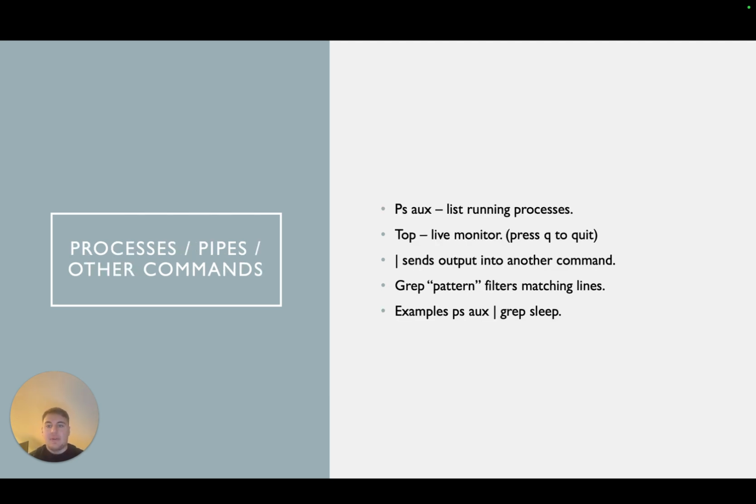And then I have processes, pipes, and other commands I'll be showing you guys today. So I'll be showing you guys ps aux, which lists running processes, and top shows a live process monitor. Pipes, using the or symbol, allow me to send output from one command into another command, like filtering processes with grep. I'll start a background process using sleep, find it using ps and grep, and then stop it using killall, which will just end that.